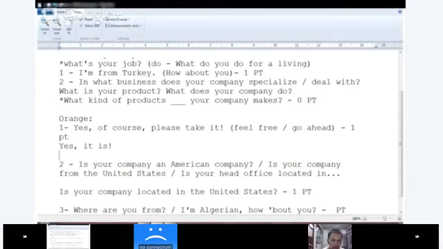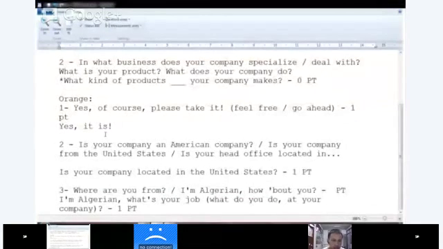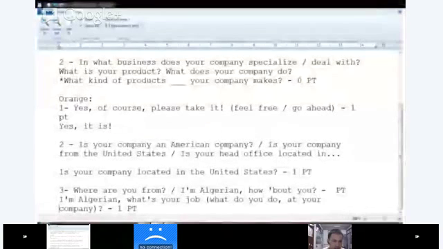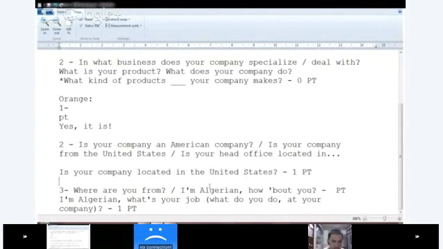In the second point, "Is your company an American company?" "Is your company from the United States?" "Is your head office located in?" All of those actually would be okay. I'm not sure if they fit the original text perfectly, but "Is your company located in the United States?" It's okay. I would just say maybe just the word "located." Located in the United States.